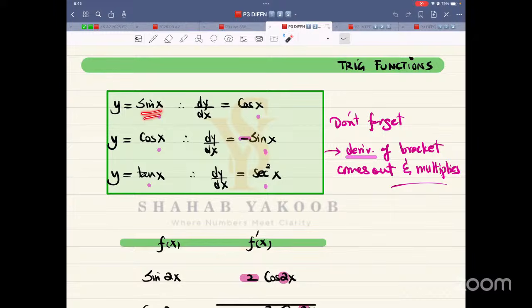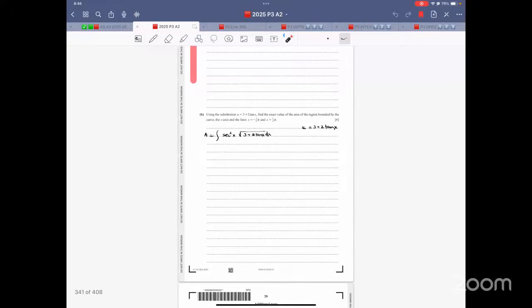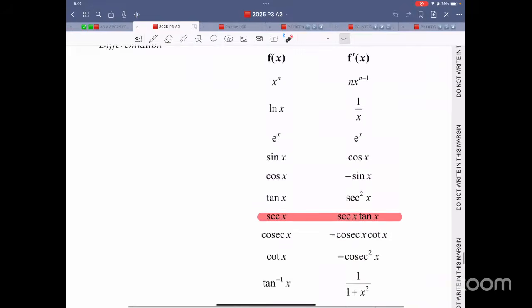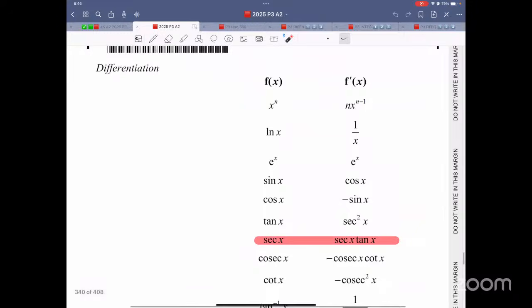So sine x, the derivative of sine is positive cos. Y equals cos x, the derivative is negative sine. The derivative of tangent is sec squared. And yes, in a very recent paper, which I was solving earlier for your videos like this one, this also happens: in one of the questions, we are interested in the first three, but this time they are also starting to ask this kind of question. The derivative of sec x is sec x tan x.